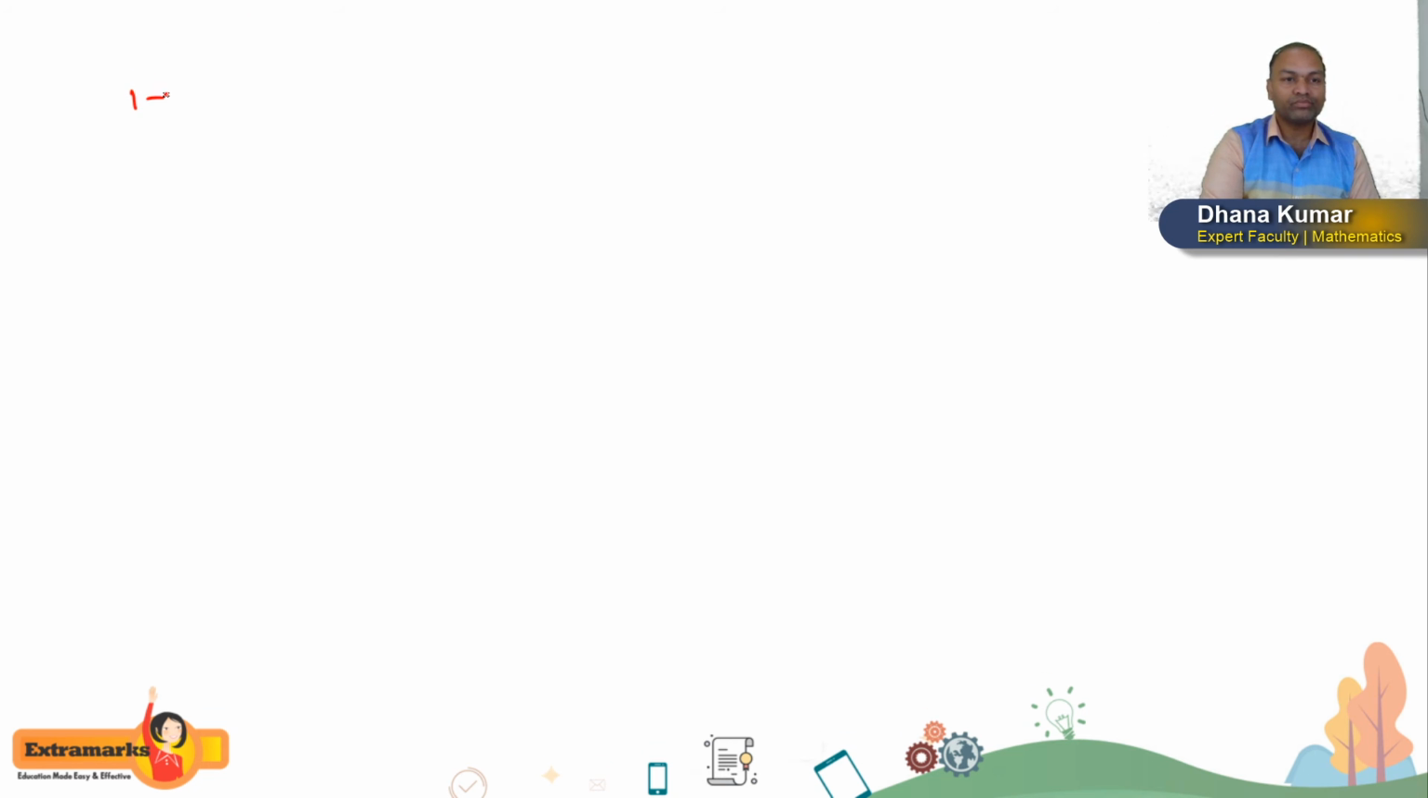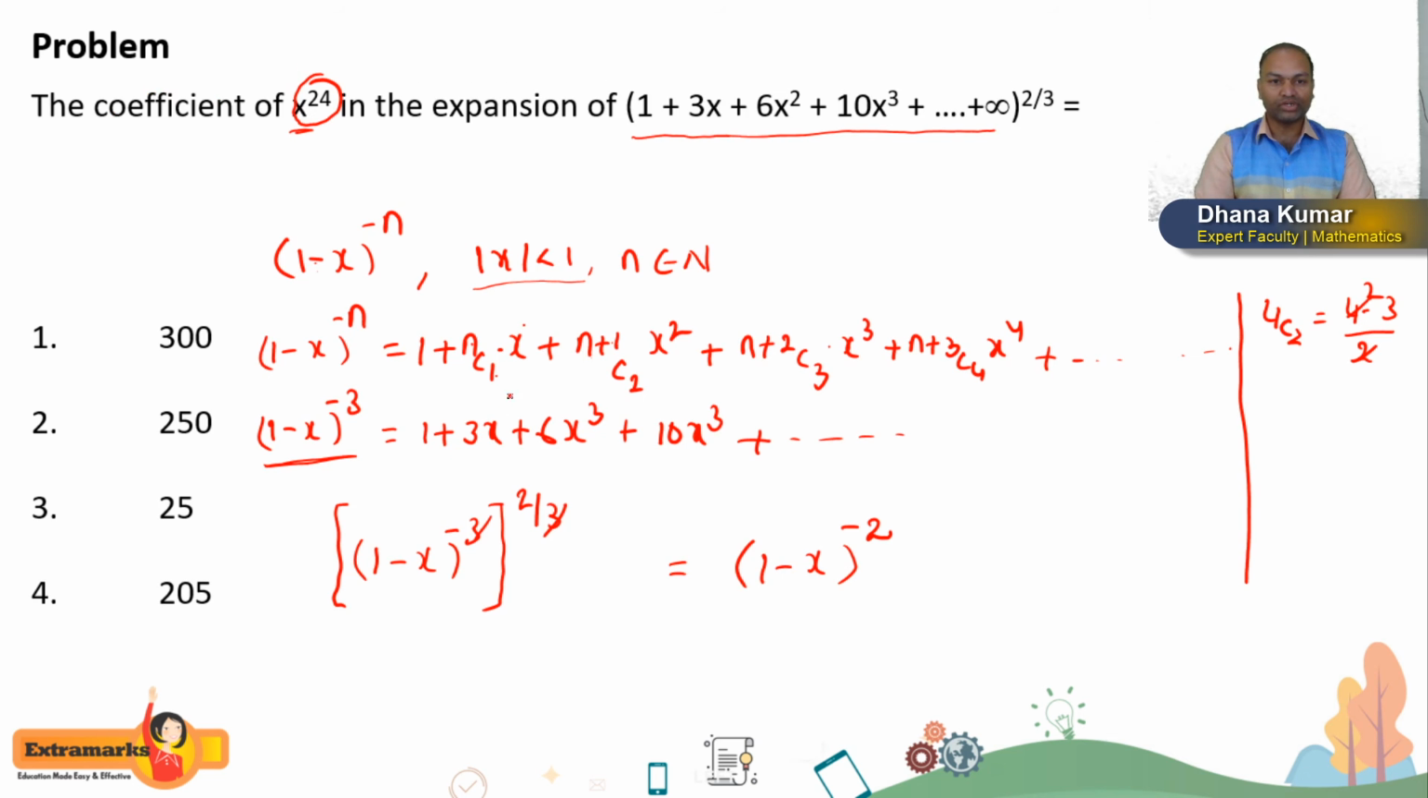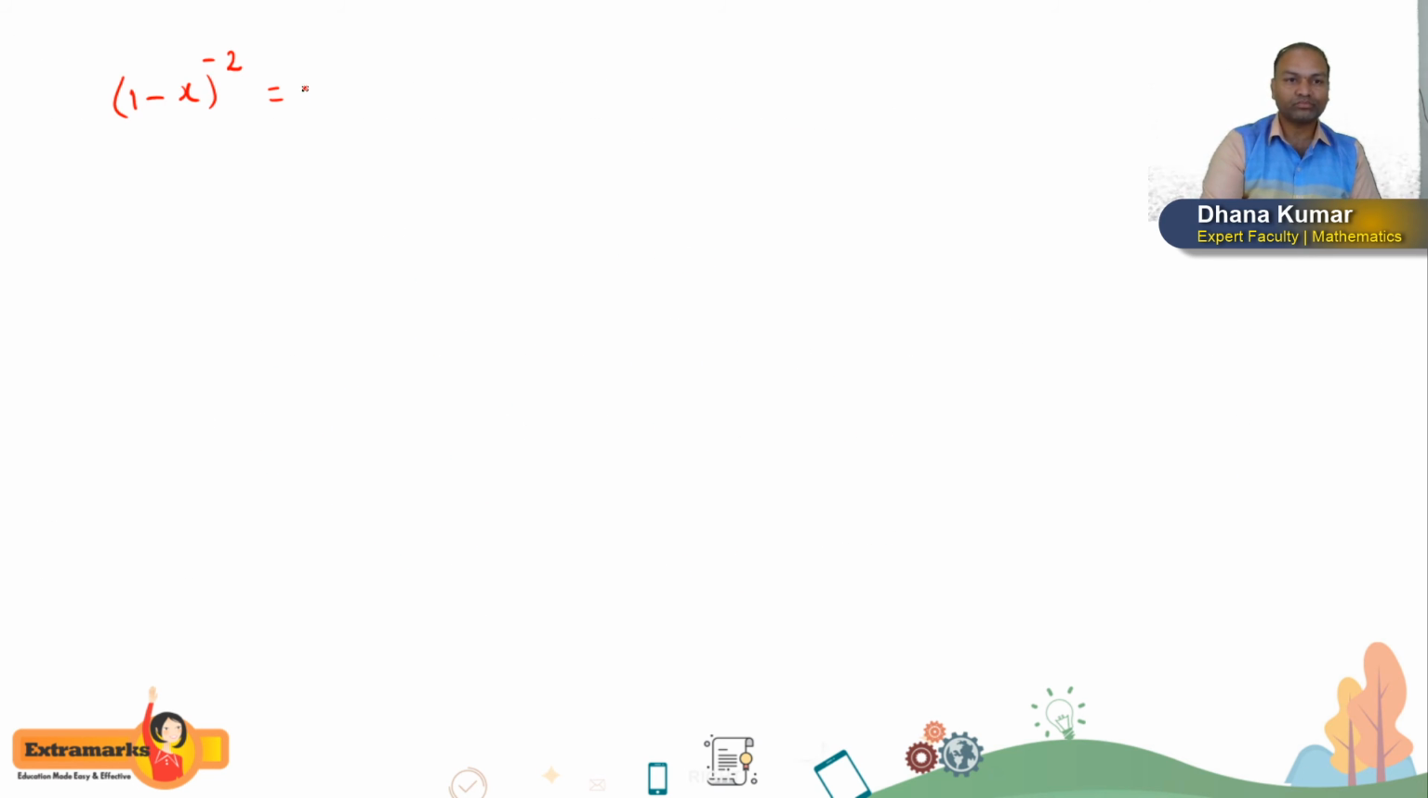(1 minus x) power minus 2. I am expanding this one. Once again use this formula only. 1 plus 2c1 x plus, what I told, add 1 to the upper and lower suffix. So 2 plus 1 is 3, 1 plus 1 is 2, 3c2 x square. Next term, 3 plus 1 is 4, 4c3 x cube, plus so on. Correct now? Right.